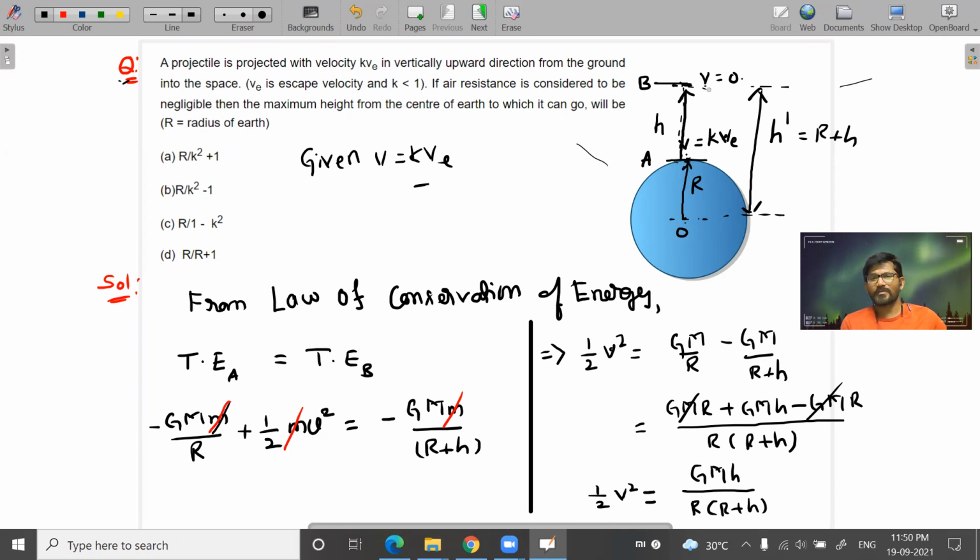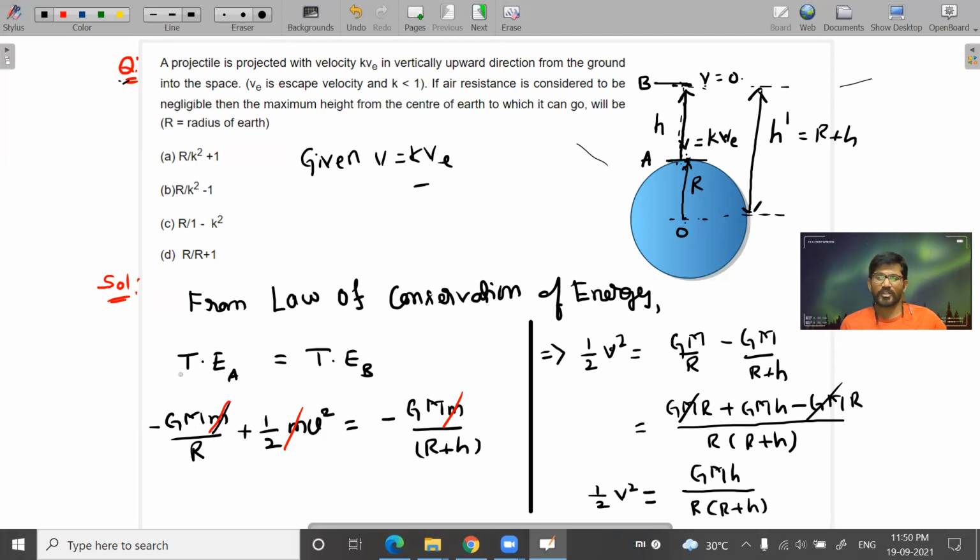Now, when it stops here, the velocity is 0, which means kinetic energy is also 0. So at this height from the center, it will possess only potential energy. Whereas at this point on the surface of Earth, because the distance from the center to the surface of Earth is R, it will possess potential energy, and as we are projecting with this velocity, it will possess kinetic energy also. So from the law of conservation of energy, total energy at A is equal to total energy at B.